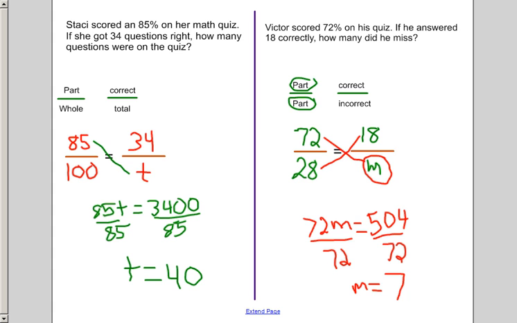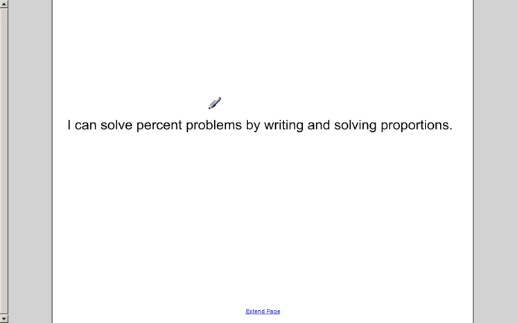So at this point, hopefully you are prepared to work on the journal and the lessons and say, I can solve percent problems by writing and solving proportions.